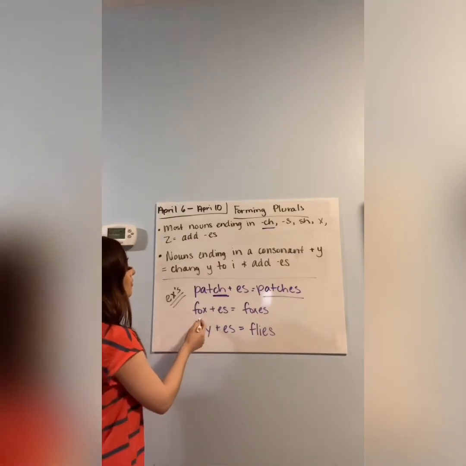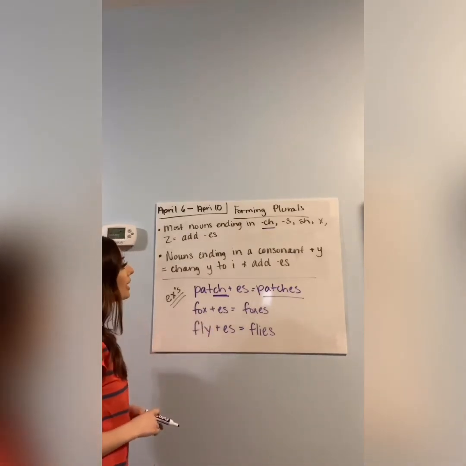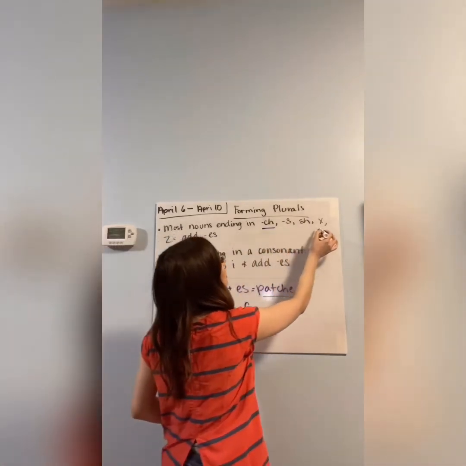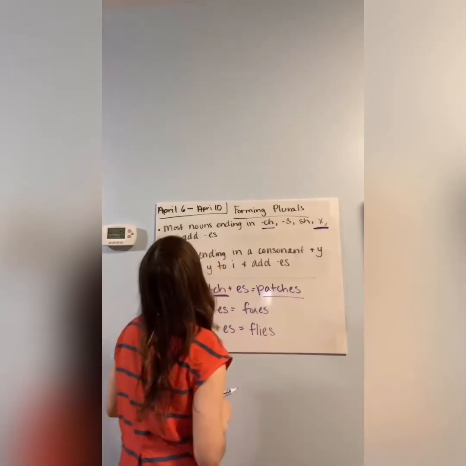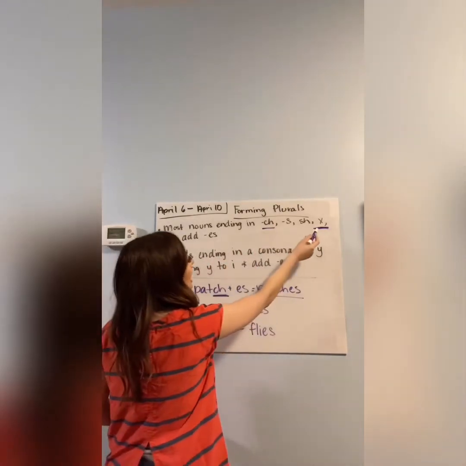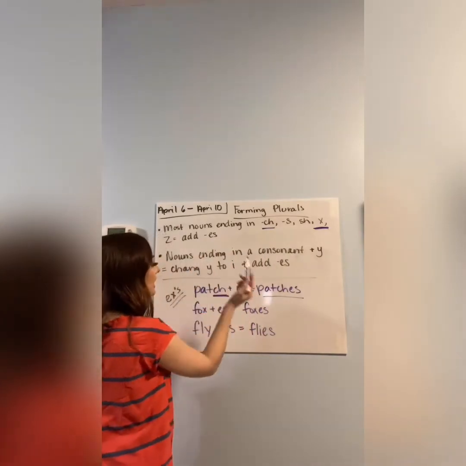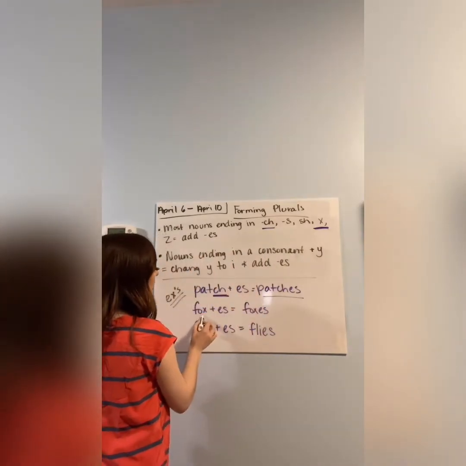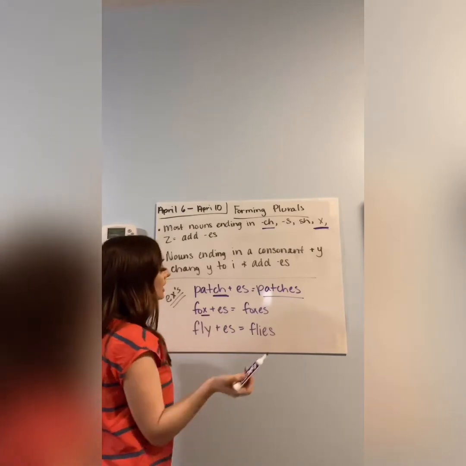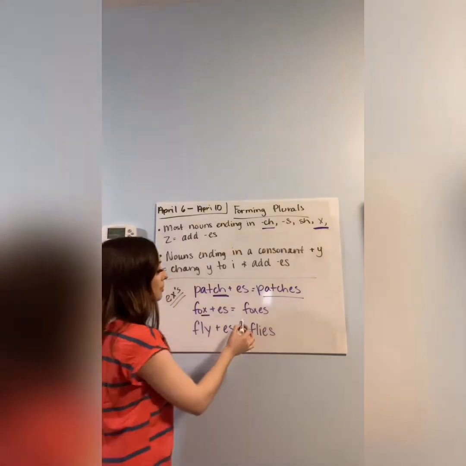Okay, then let's go ahead and look at our second example. Our noun is fox. Okay, so let's look up here. Fox ends with an X. And one of the things that it says is whenever you have a noun ending with an X, then you would add an ES. So since the noun fox ends with an X, we would just add an ES to that word, and the word becomes foxes.